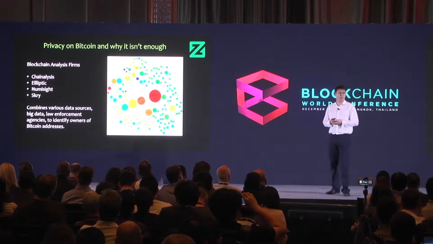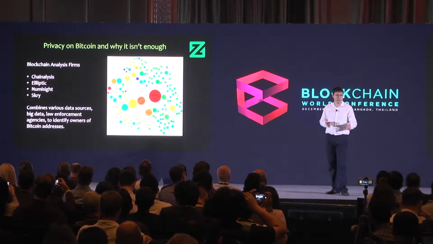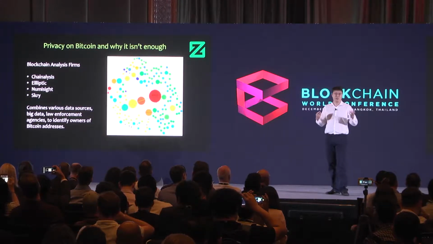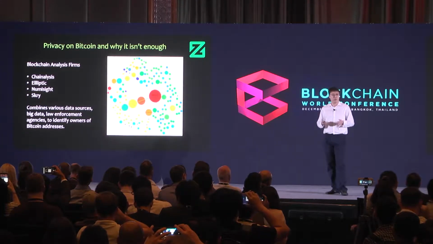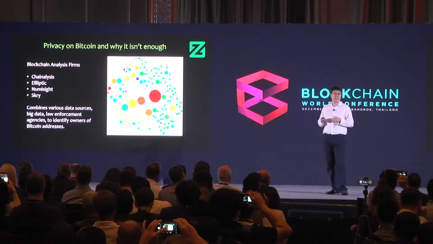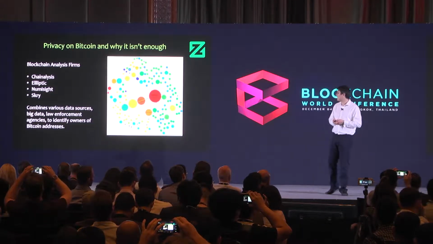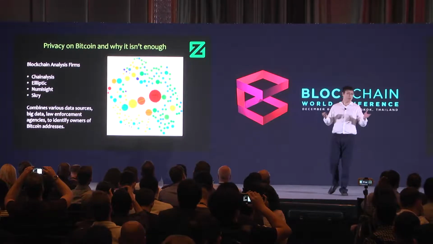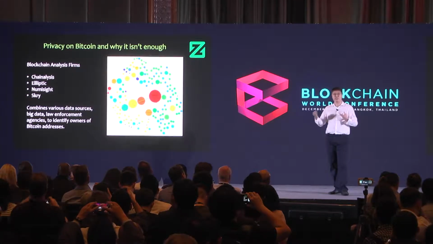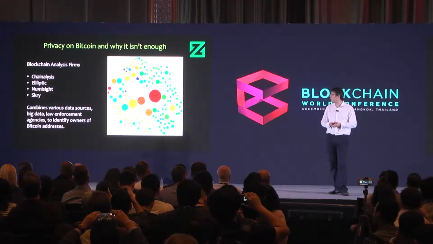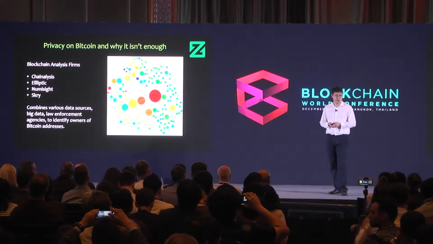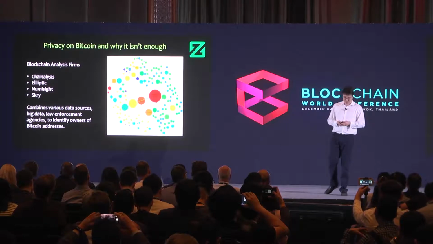And there's a couple of blockchain analysis firms, Chainalysis, Elliptic, Numisite, Scry, and all these companies are dedicated to finding the real-life identities of particular Bitcoin addresses. And you can see that it's all about the relationships between addresses. When you transact with someone, there's a certain relationship between addresses and the transaction flows. And from that, you can determine the real-life identity of someone.